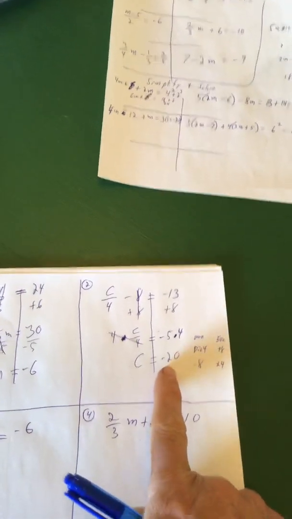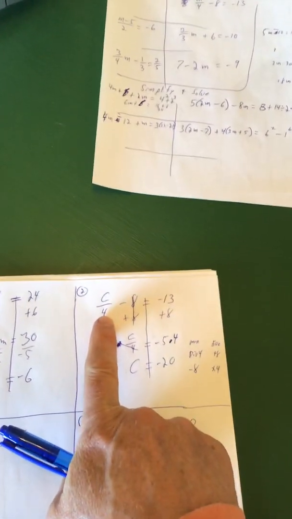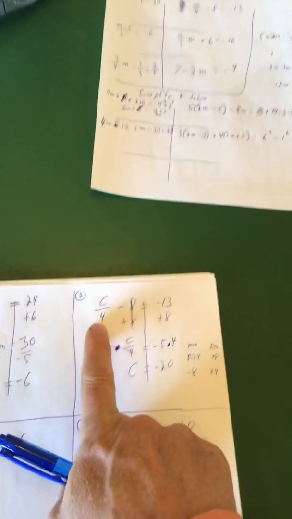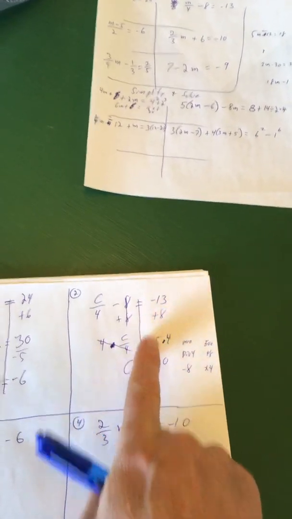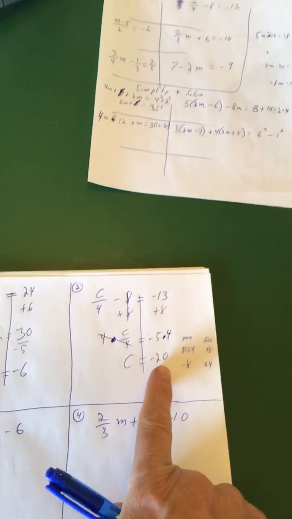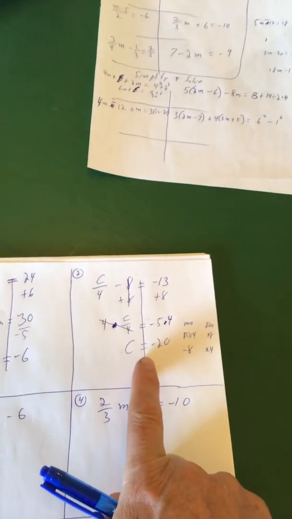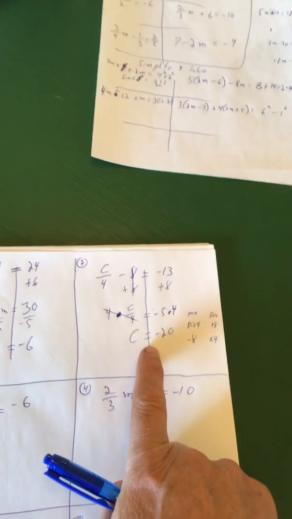And just double checking. Negative 20 divided by 4 would be negative 5. Negative 5 minus 8 is negative 13. I'm right, and I know I'm right. So even if you don't show your double check, I sure encourage you to live in double check land. Double check. Number 3, here's a different looking one.